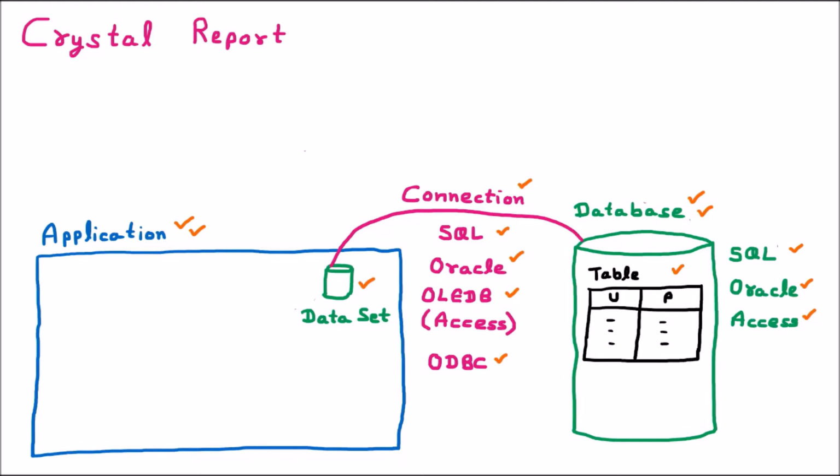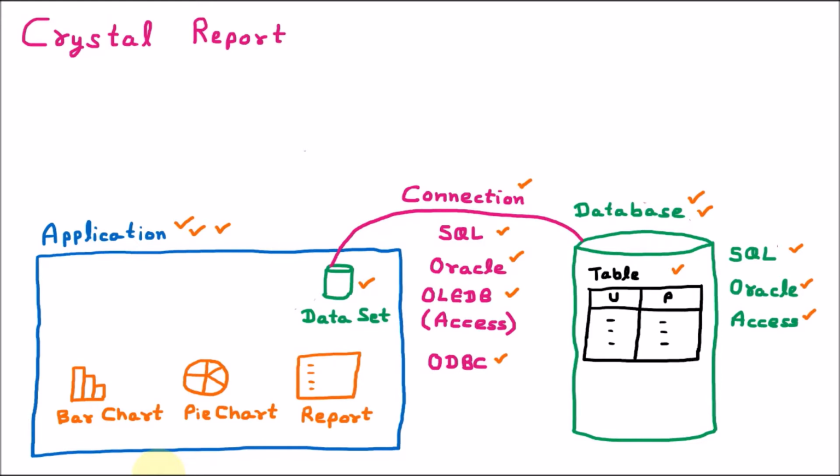After that, let us suppose in my application I don't want any type of text box or data grid view, means I don't want to display the data. Let us suppose that in my application I want a bar chart, or we want to create the pie chart, or we want to create some kind of report. So all these are the part of crystal report, because this bar chart, pie chart, report or any other report, so they come under the crystal report.